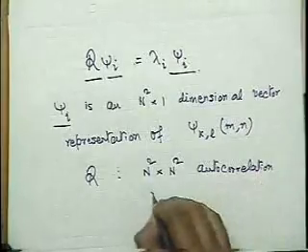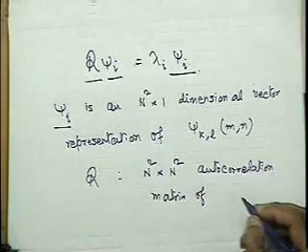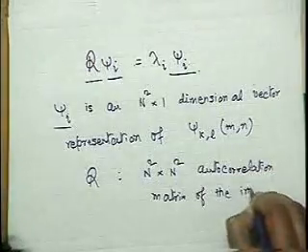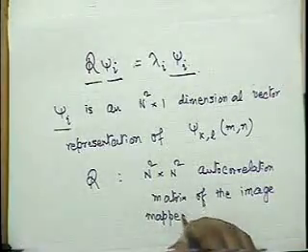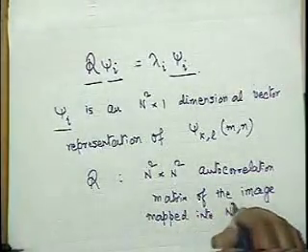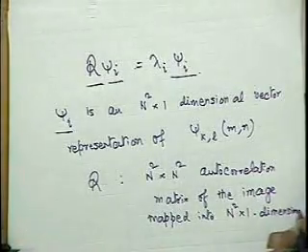Autocorrelation matrix of what? This is the autocorrelation matrix of the image, not the image in the two-dimensional n by n form, rather the image when mapped into the n square by 1 dimensional vector. Matrix of the image mapped into an n square by 1 dimensional vector.